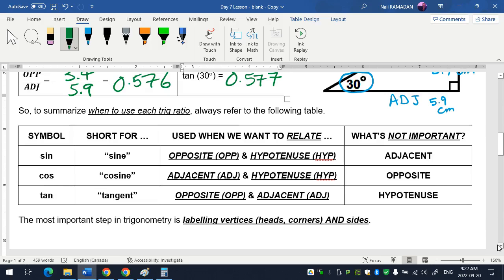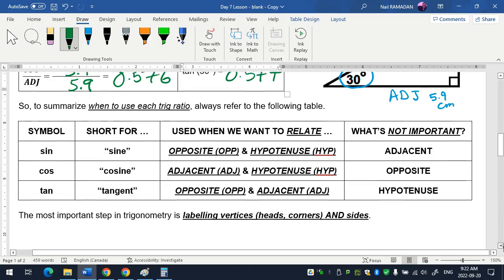What if you want to relate adjacent and hypotenuse, and you don't care for the opposite? So you only care for this one and this one. Which one do you choose to use? Cosine. Finally, what if you just want to relate opposite to adjacent, and for some reason you do not care about the hypotenuse? Like you don't want to find it, or it's not given to you and it's not important, and you want to just relate these two? What do you use? Tan, or short for tangent. Okay?